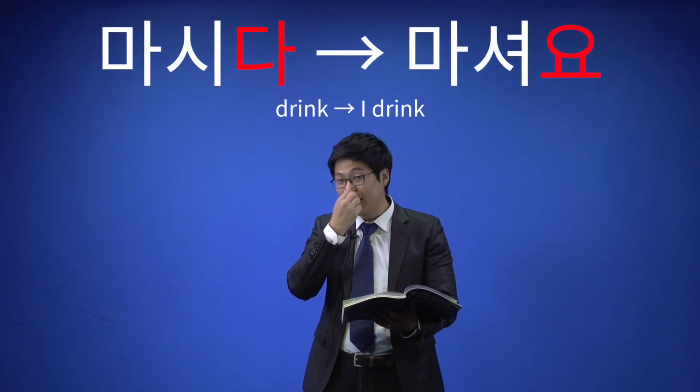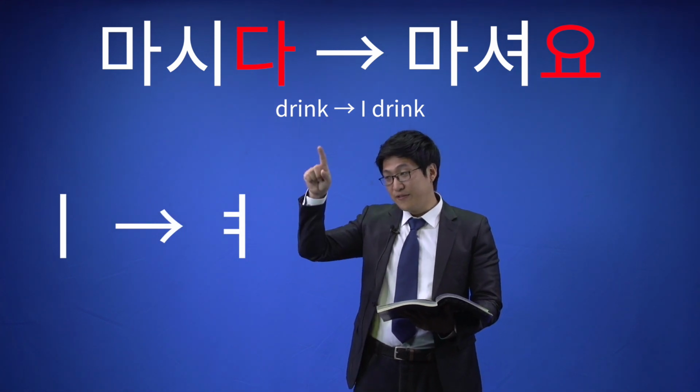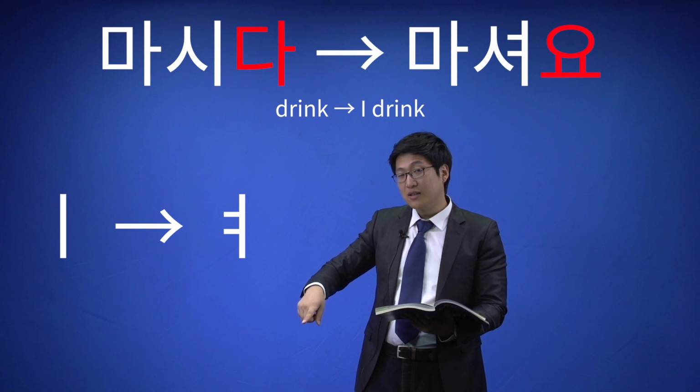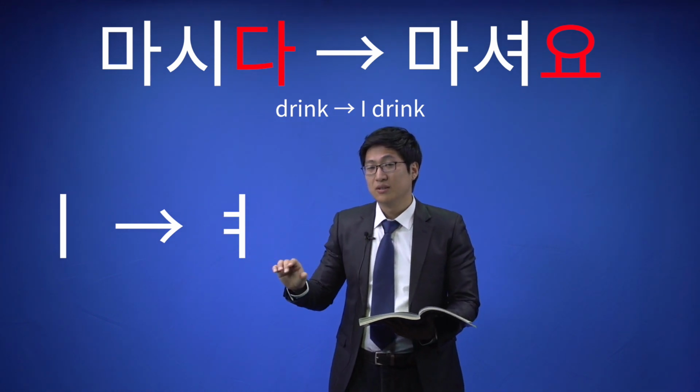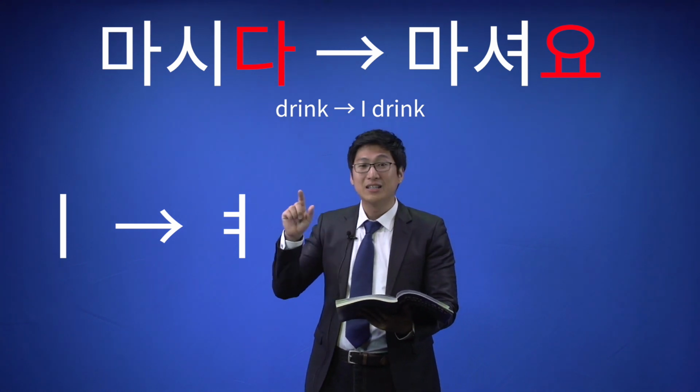All right, now let's figure out irregulars. Even irregulars have a little rule, so let's figure it out. We have lots of words that finish with 이, like 마시다. There is 이 right before 다, right? And if it's there to make I drink, then make it like 여. So 마셔요.